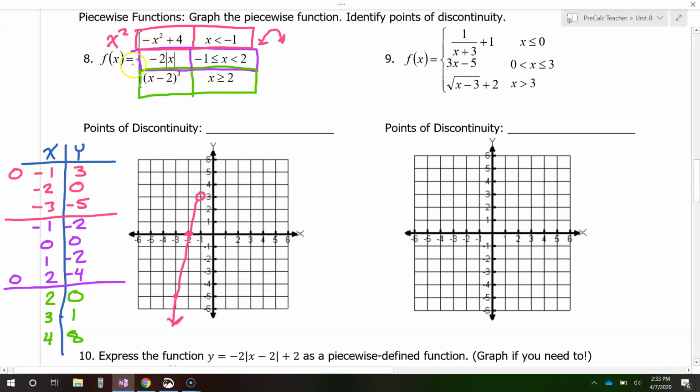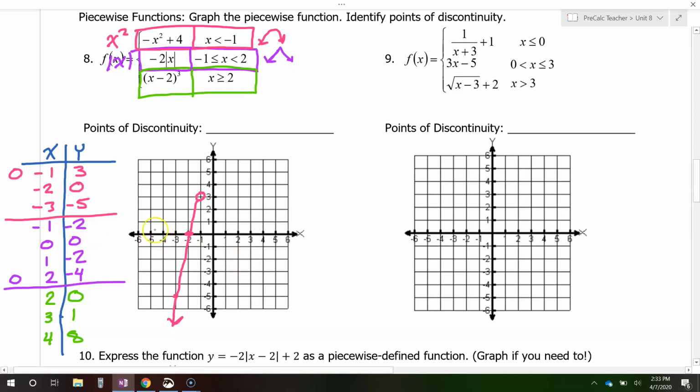As I look at this, I understand that the parent function is the absolute value of x, which is a v shape. The negative makes it upside down. So in my mind, I know that I should be looking for an upside down v shape. So just keep that in mind as we graph.